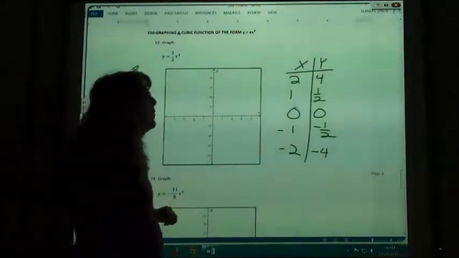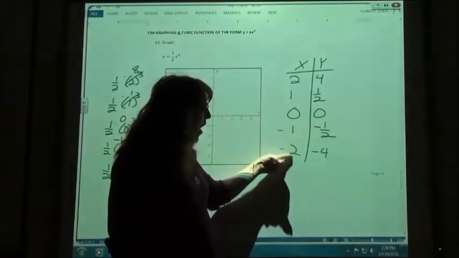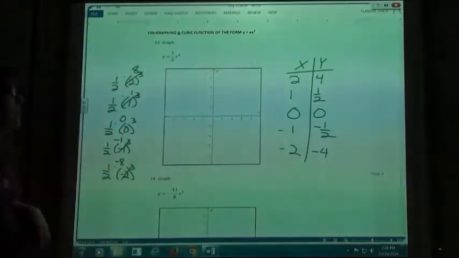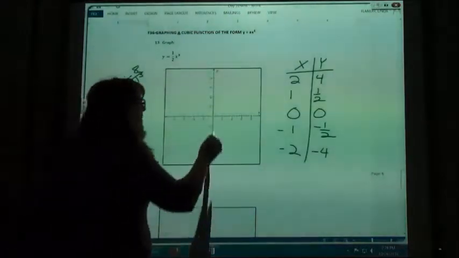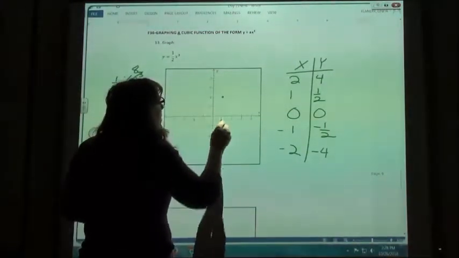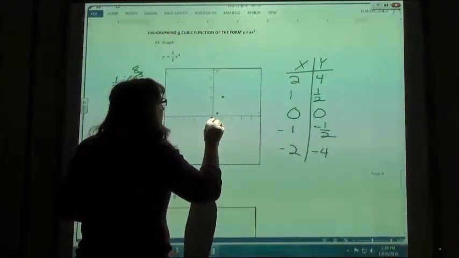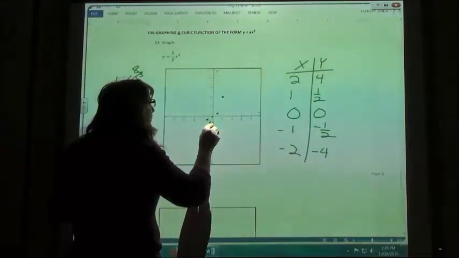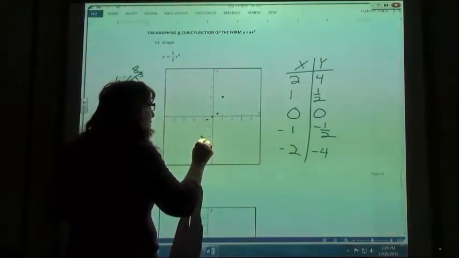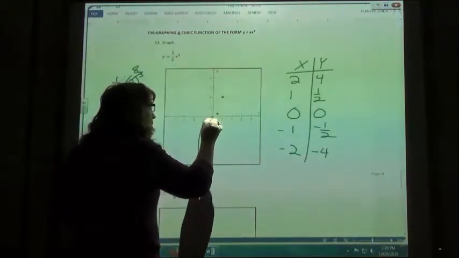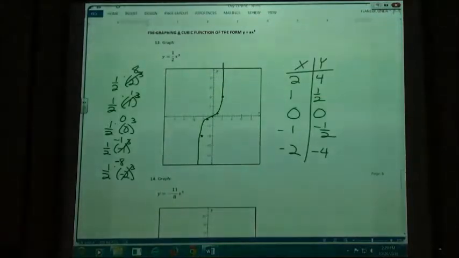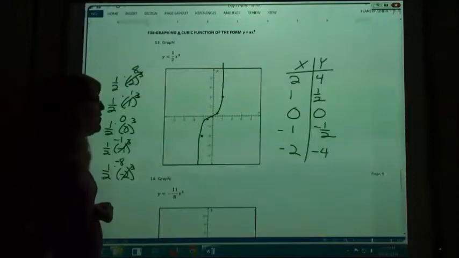So notice on your cubic function, these answers are opposites, these answers are opposites, and of course the 0 is in the middle. Well, what does that look like? Well, we'll plot our points. So 2 over, up 4. 1 over, up 1/2. 0, 0 in the middle. Negative 1 is down to negative 1/2. Negative 2 is down to negative 4. So in this case, my cubic function will end up looking something like that. Again, you'll just hit the graph button. It'll connect your dots for you and make your graph of your cubic function.